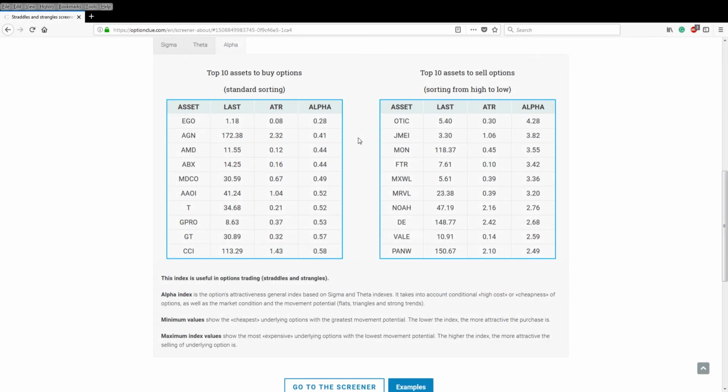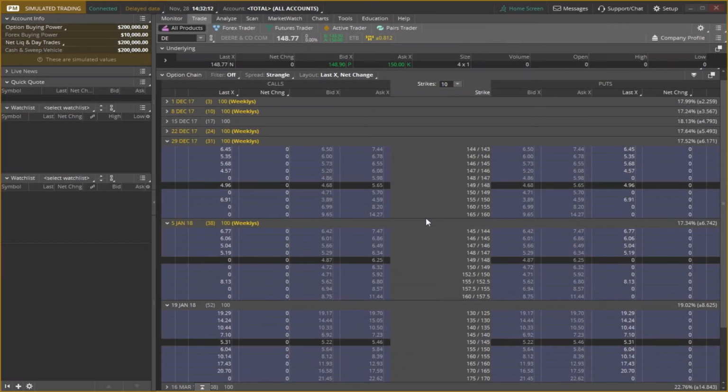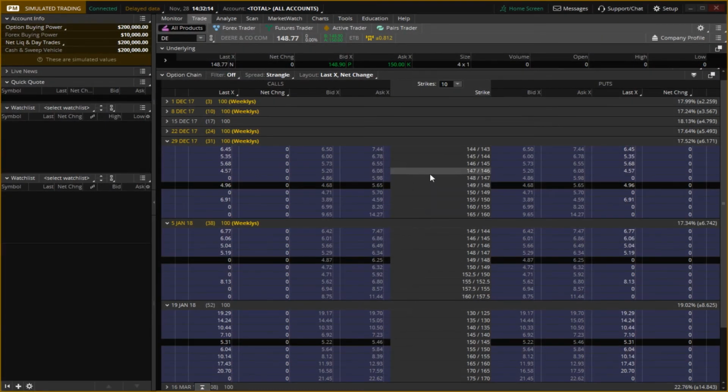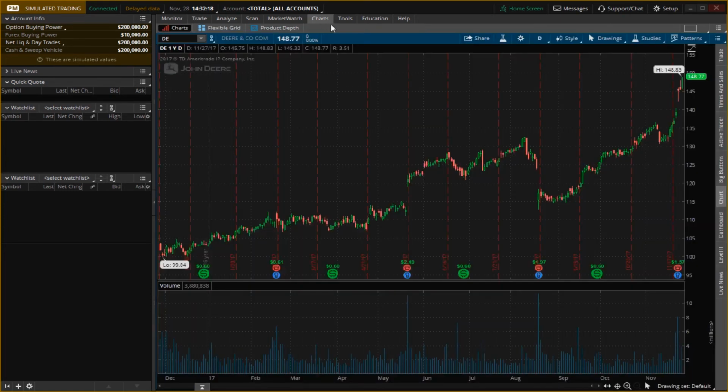Now let's look at the table on the right. Here are 10 most promising stocks to sell options with the lowest movement potential. Let's take for example an asset with a DE ticker with an alpha value of 2.68 and see how you can open a position. We go to the trading platform Thinkorswim, and I'd like first to look at the price movement chart of this stock.